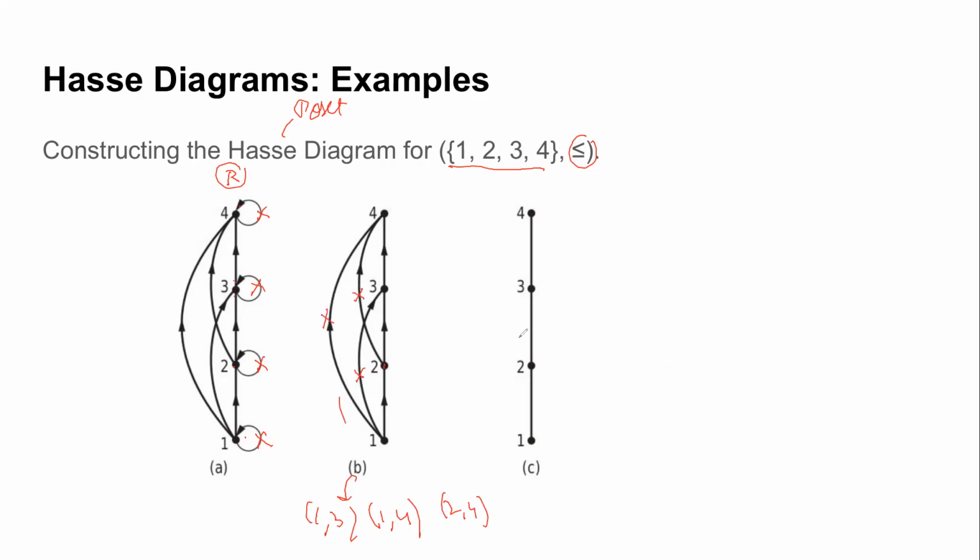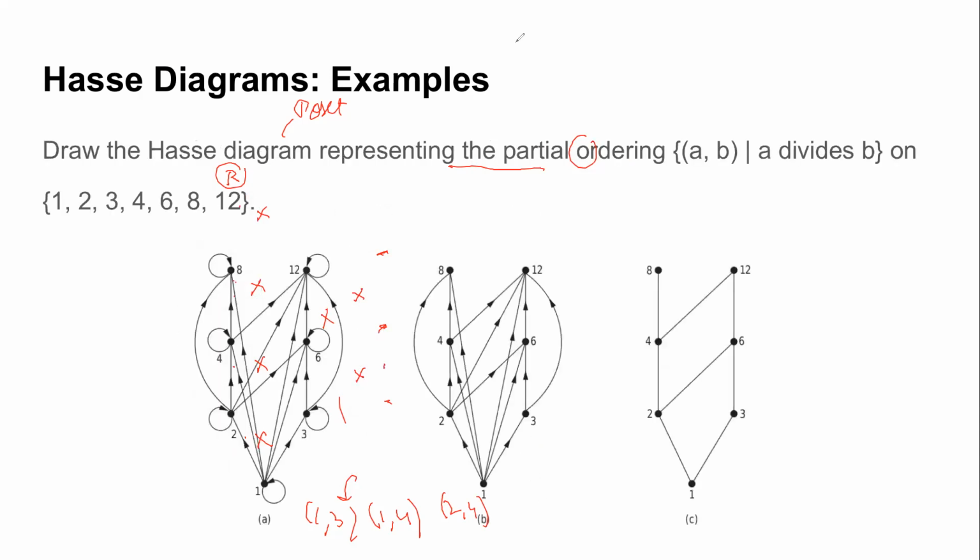Okay, and what you are left with is this relation, and you remove the upward edges because it's understood. So this is your Hasse diagram. Okay, is this clear how to make a Hasse diagram? I'll show you one more example.